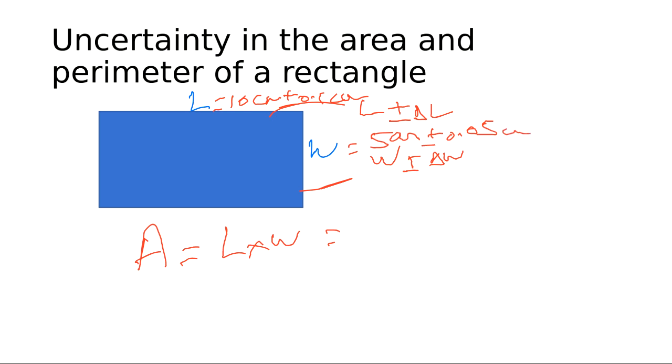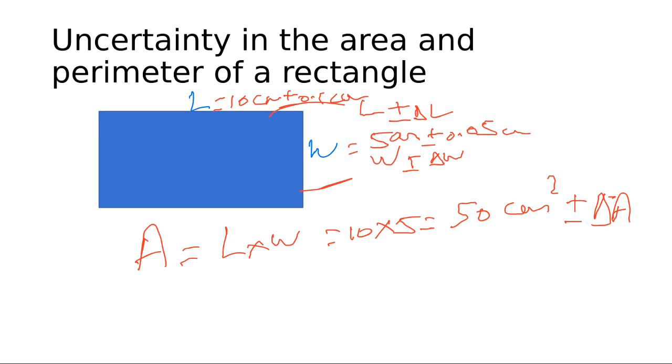All right, so now to figure out the area, I'm going to use just the length and the width. So 10 times 5, that'll be 50 centimeters squared. But the question is, what do I put for my plus or minus here? That is my delta A, because delta A is the uncertainty I need to put there.